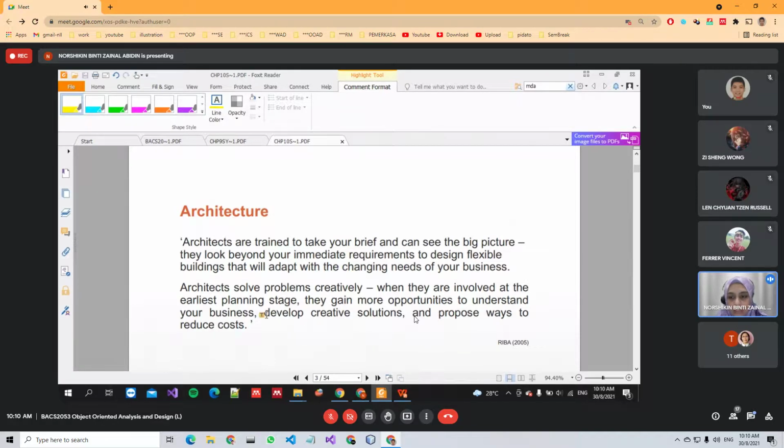As you can see here, architects are trained to take your brief and see the big picture. They look beyond your immediate requirements to design flexible buildings that will adapt to the changing needs of your business. This is the general definition of an architect's view.